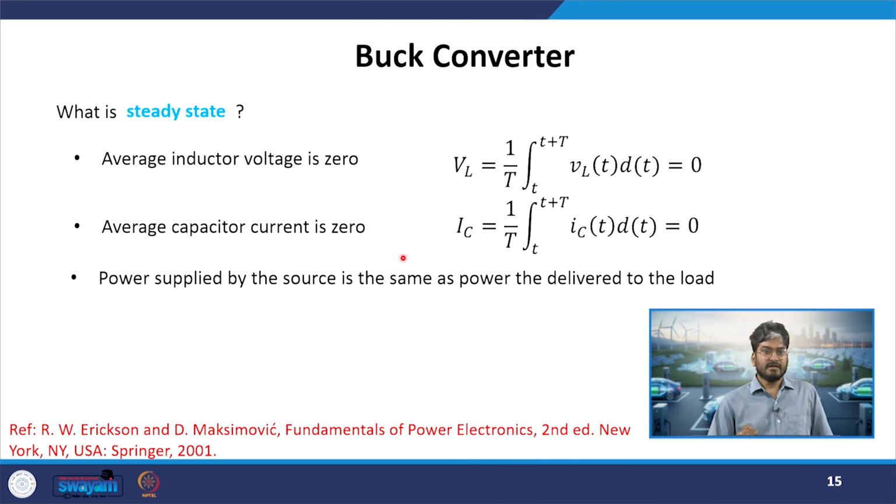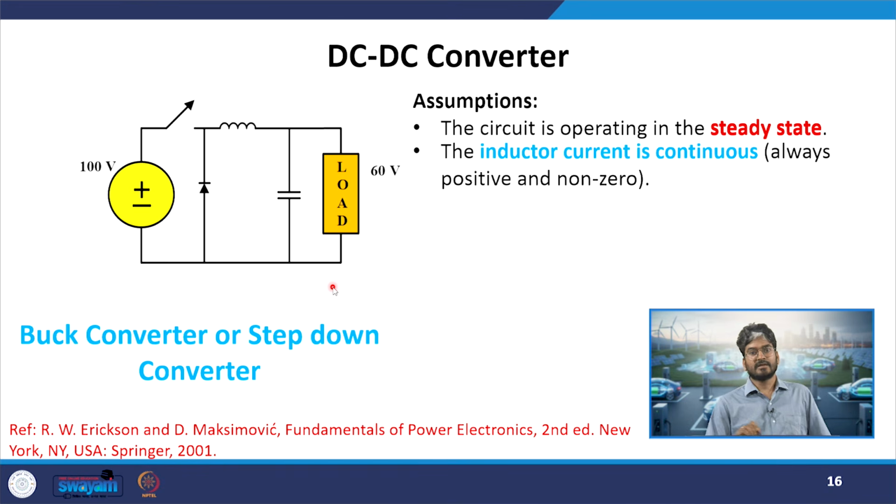Okay. Then power supplied by the source is same as that delivered to the load, that is we are not considering any amount of losses in the circuit. If we neglect the losses in the circuit, whichever power is drawn from the source, that will be given to the load. Okay. Now, what are the other assumptions?